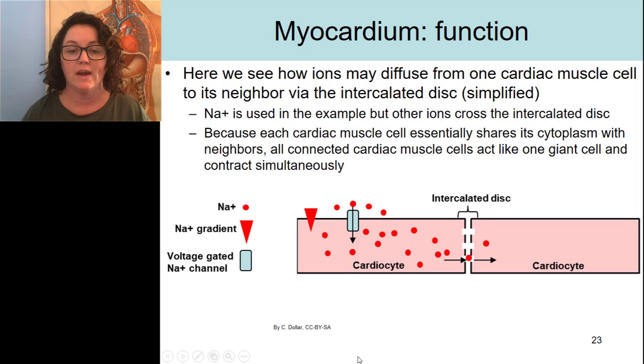So during the action potential, the voltage-gated sodium channel will open, and then the sodium ions will diffuse from the area of high concentration towards the area of low concentration inside the cardiocyte. Now, don't forget, this cardiocyte is attached to the next through the intercalated disc. So this is a low sodium area. So the sodium will diffuse from the one cardiocyte to the next by going through the intercalated discs. And we can very quickly move ions in this way.